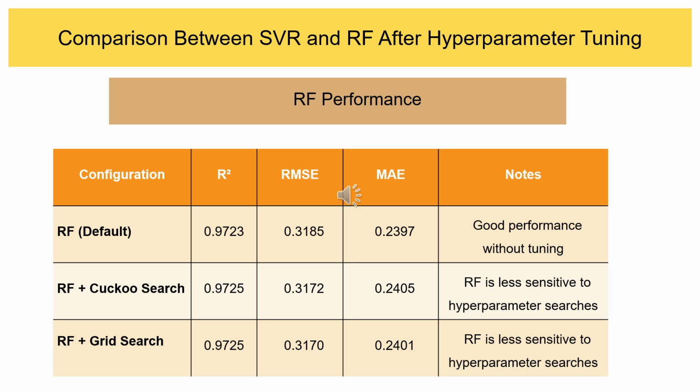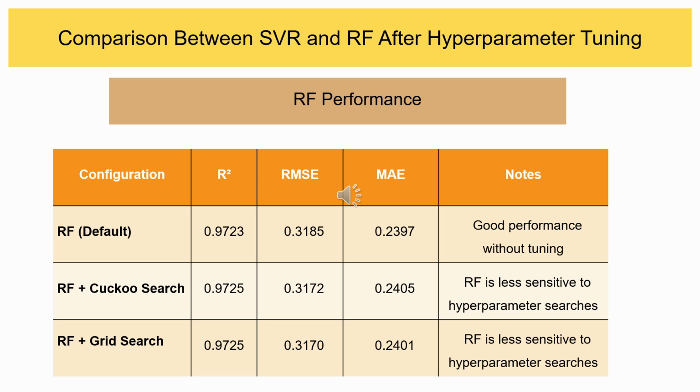RMSE is 0.317, is also decreased. MAE also is better. RF is less sensitive, we can see, to hyperparameter search. With the grid search, RF, we can see R square is 0.9725, like with the Cuckoo search. 0.317 is also close to RMSE with Cuckoo search.